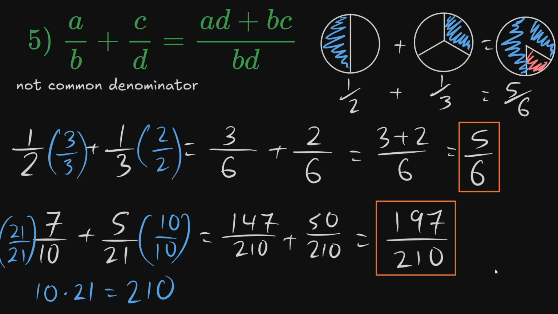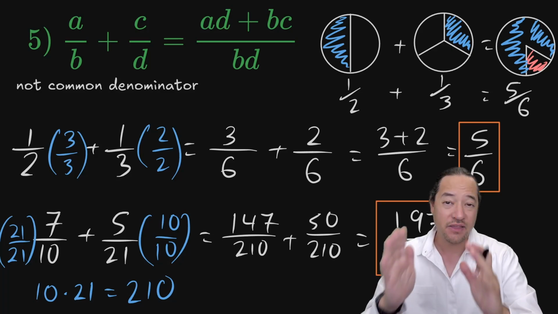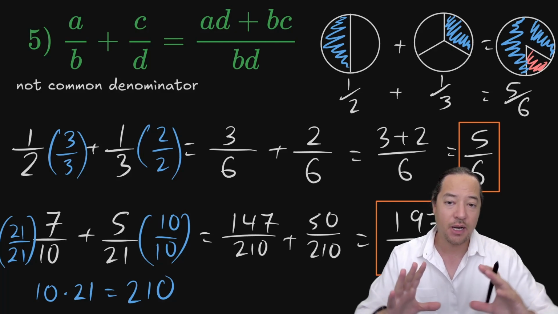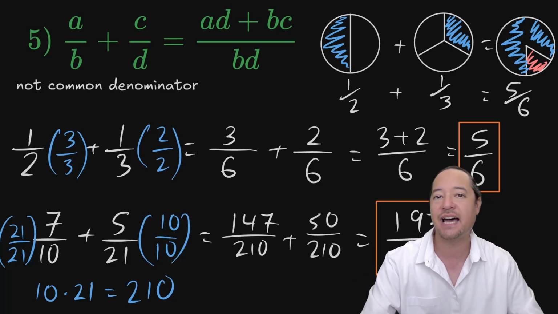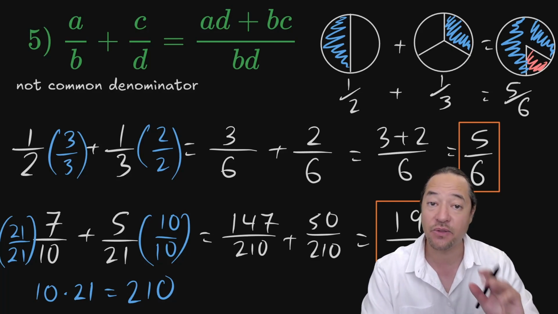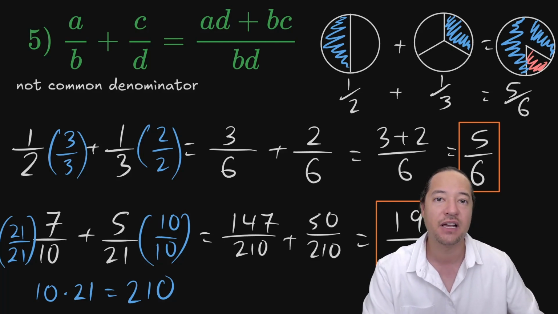So we're able to take these two fractions that do not share a common denominator, but then transform them so that they do, and then we can just add them together very easily. All right, so that is rule number 5. Let's look at the 6th and last one.